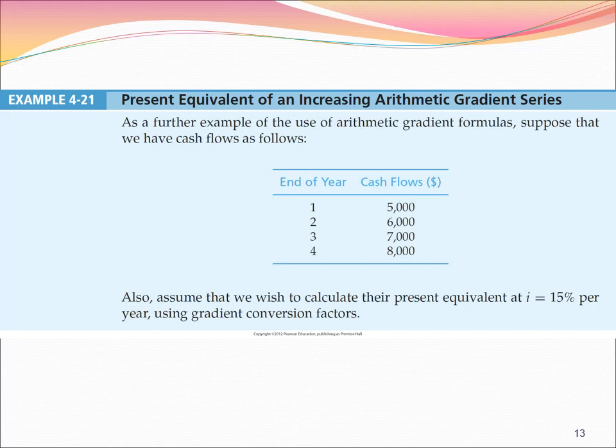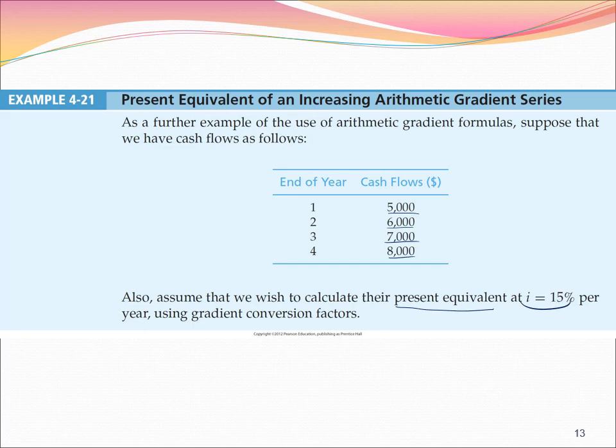Another example, so let's consider these cash flows at the end of each year. We have 5,000, 6,000, 7,000, 8,000 payments for 4 years, and we want to calculate their present value with an interest rate of 15% per year.